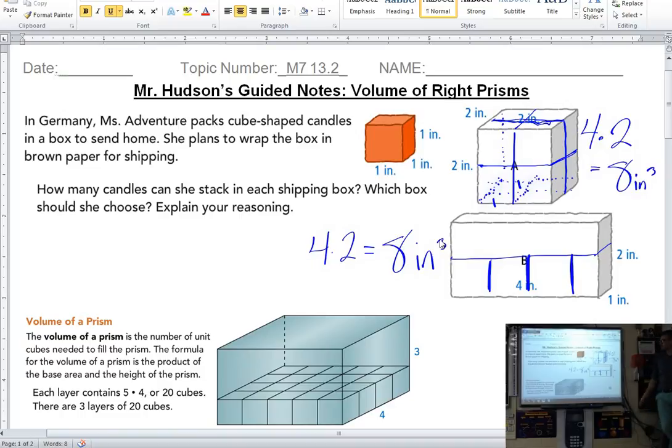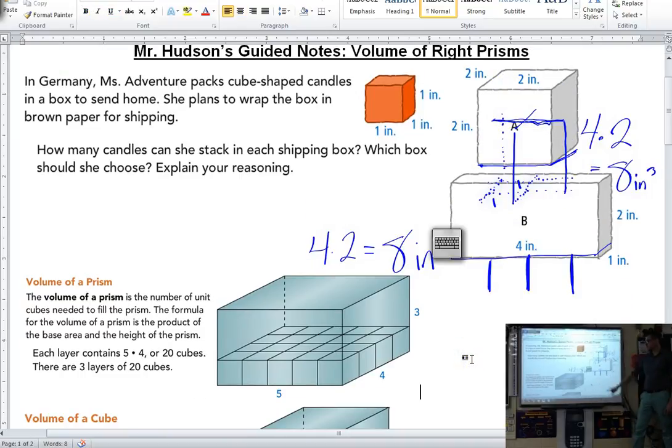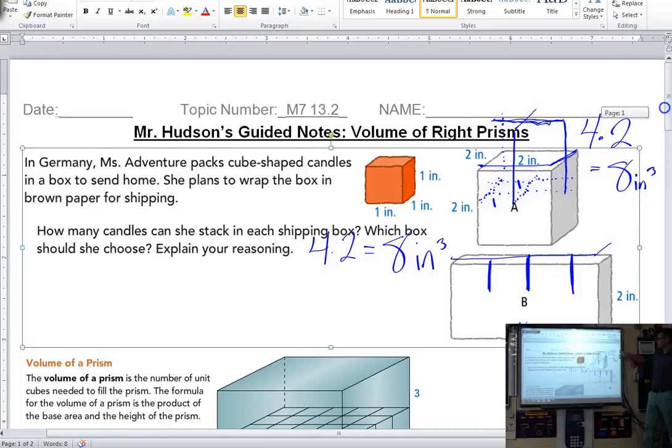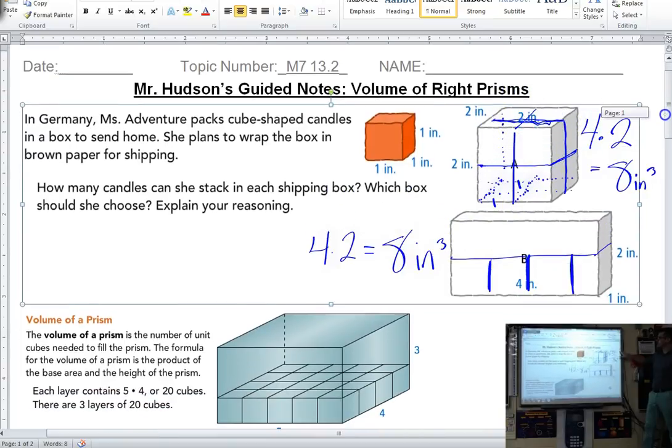Sorry, I'm trying to move that cursor somewhere else so it gets off there. What this is trying to reinforce is that you do not have to have the same dimensions in order to get the same volume. Because think about it. 2 times 2 times 2 equals 8. 4 times 1 times 2 equals 8.